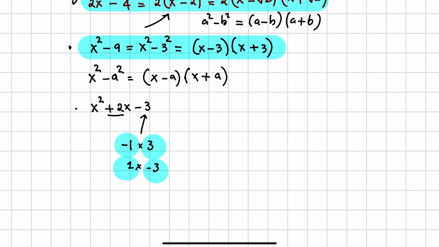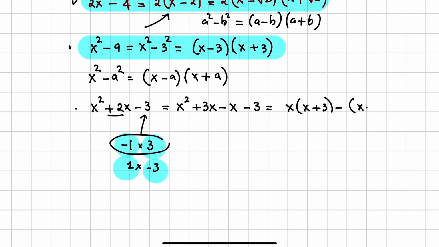So we choose this, and then we split, because 2 equals 3 minus 1. So we write x squared plus 3x minus x minus 3. Then for x squared plus 3x, we take x as the common factor, giving x times (x plus 3), and for minus x minus 3, we take negative as the common factor, giving minus (x plus 3). So it becomes (x plus 3) times (x minus 1).